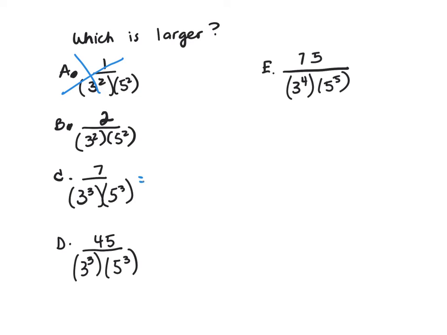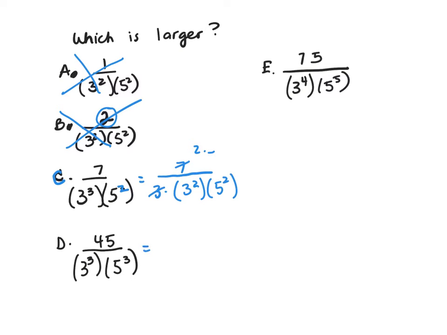Now let's mess with part C. Once again, let's get a 3 squared and a 5 squared to try to compare with part B. If you've got a 3 squared and a 5 squared, have I done that right? 3 cubed, oh, this should be a 2. Yeah, 5 squared. So I still have a leftover 3. And 3 will go into 7 2 point something times, and 2 point something is larger than a 2. So part C is larger than B.